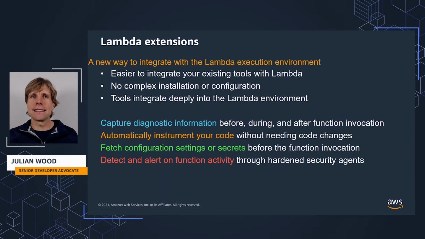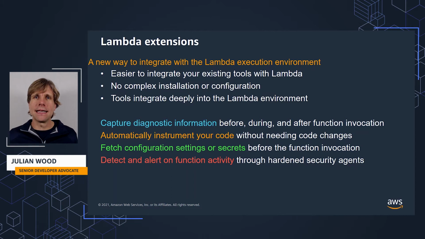Lambda Extensions makes it much easier to integrate your existing tools deeply with Lambda, and there's no complex installation required. The idea is you plug extensions into your Lambda functions. Extensions can then pull data out of the Lambda service about function invocations. And this allows you to see much more details on how the service runs, and also gives you opportunities to change some aspect about how the function starts up or how the runtime works.